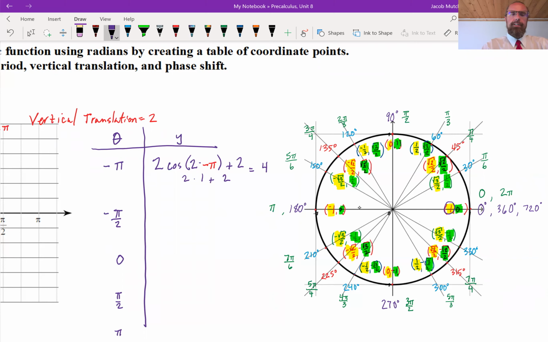Let's go ahead and calculate at negative pi over 2. We may have to do some intermediate ones, but let's see. So we'll take the time to just write it out first. So it's 2 cosine of 2 times, now our angle is negative pi over 2.